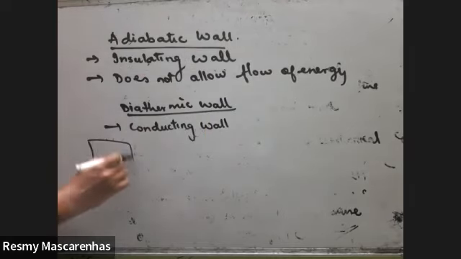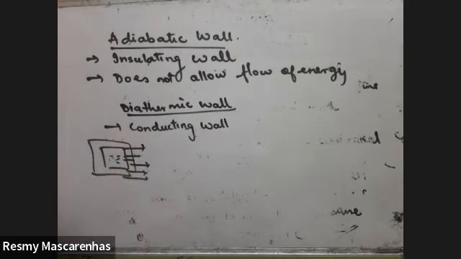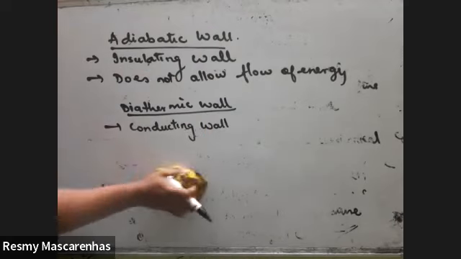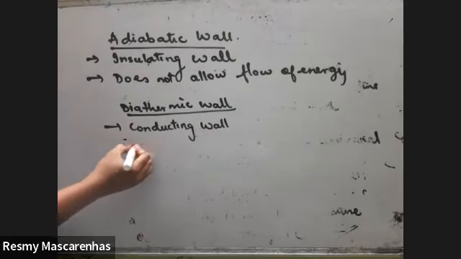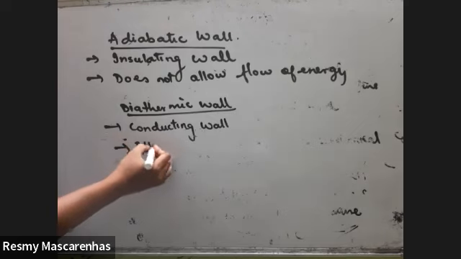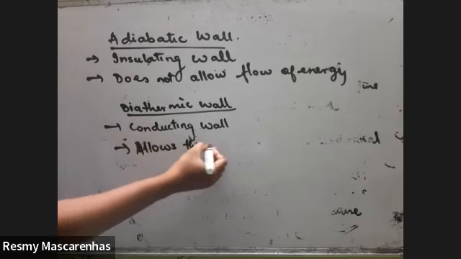If you put a conducting wall and you put hot water, the heat will pass through it to the outside, or whatever is outside can come inside. So that is called a diathermic wall. It allows flow of energy.